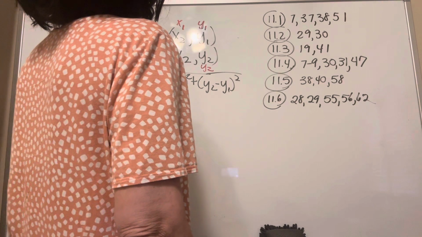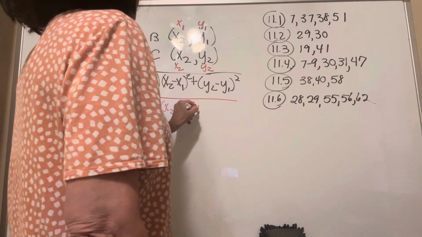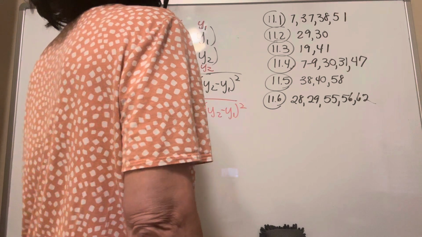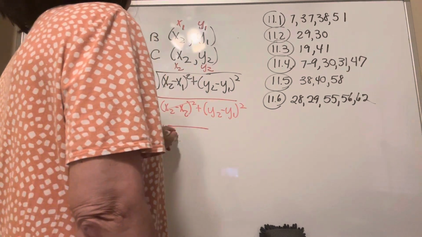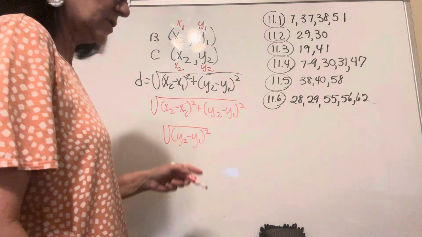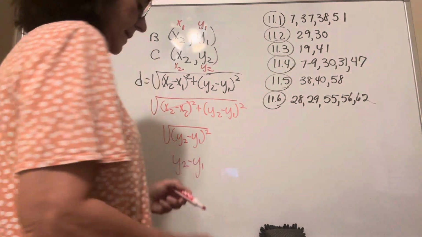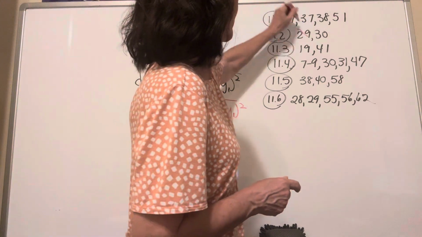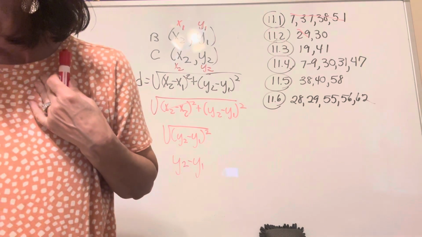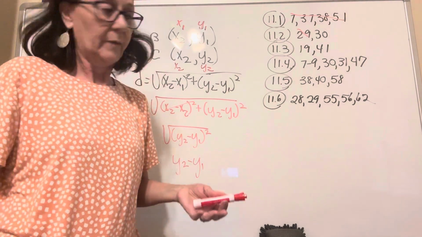Notice our x's are going to cancel out. It's going to be x2 minus x2 squared. That's 0. y2 minus y1 squared. So we end up with the square root of y2 minus y1 squared. The square root of anything squared is just what's under the radical. So the distance is y2 minus y1. Better mark through these as I finish them. All right, number 30 says, why does it follow the distance formula? That's the formula. Number 30 is actually the formula.